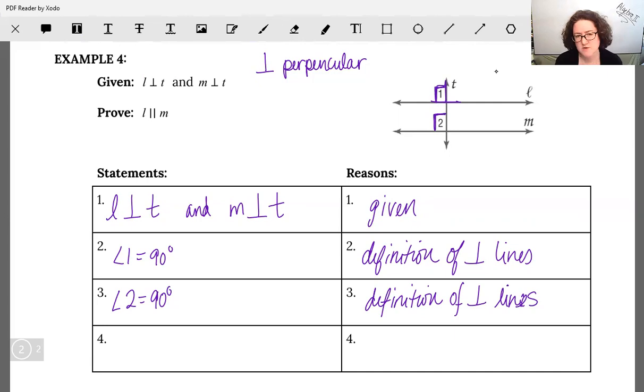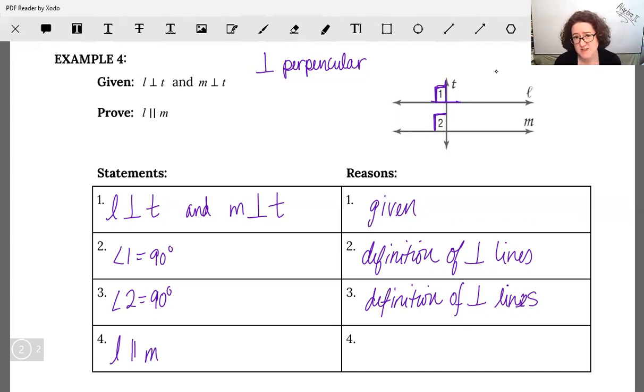So is that enough to prove that our lines are parallel? Well, yeah. And our last step is always supposed to be the thing we're proving. And our reason being, well, if I have two 90-degree angles, they're congruent to each other. So we could also use the idea that I mentioned in a previous video. If I have lines that are perpendicular to the same transversal, then those lines have to be parallel.